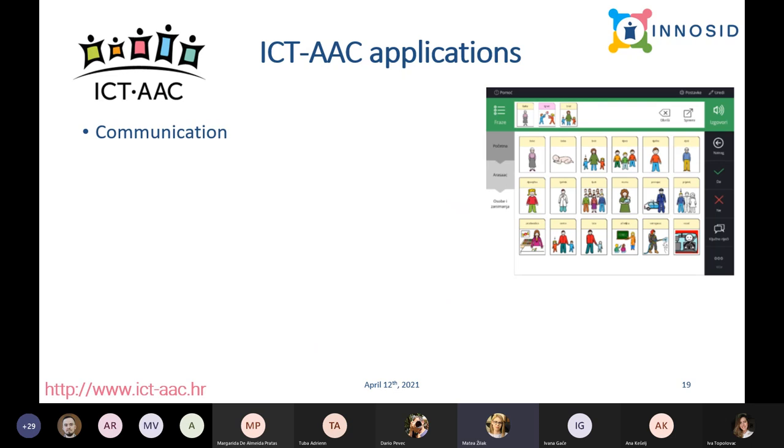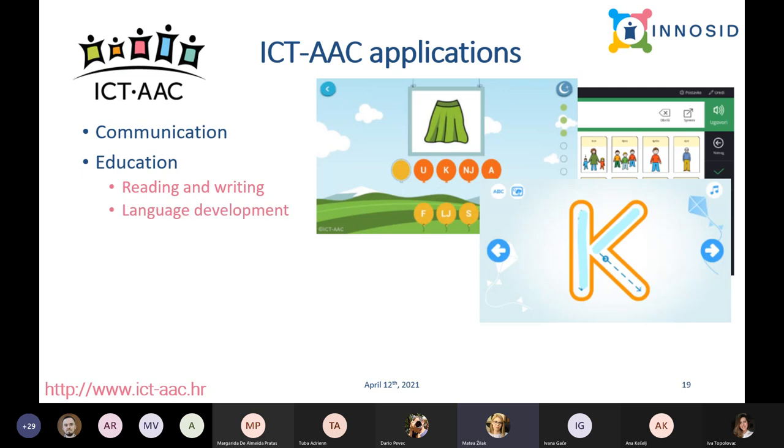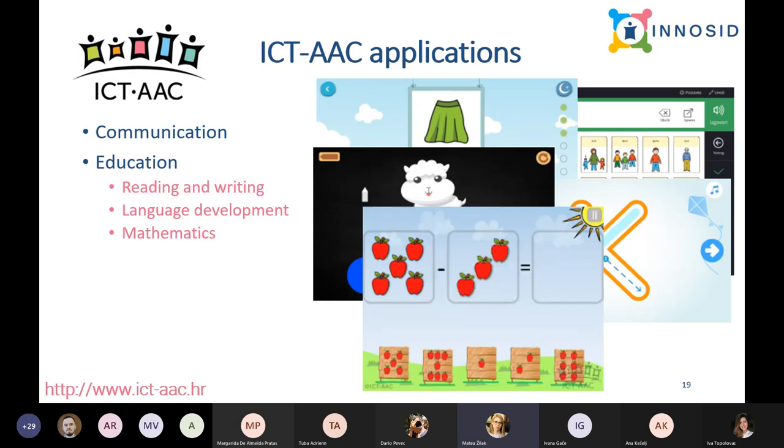So ICT AAC applications actually have different categories of applications for effective communication, the ones that support education, so reading and writing, language development, mathematics, and also for raising public awareness about the needs and abilities of people with disabilities. All these applications are free and developed for platforms such as Android, iOS, and web. There are so far more than 50 applications published, and some of them are actually translated into more languages through the INNOSID project. You can check it out on the ICT AAC official website.